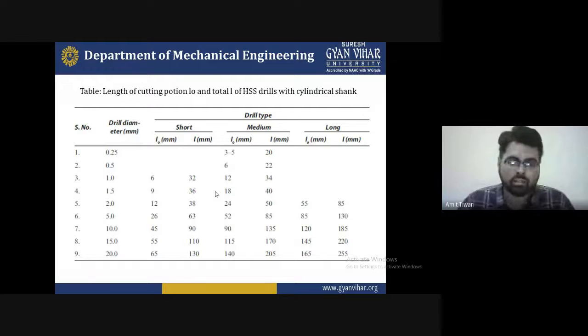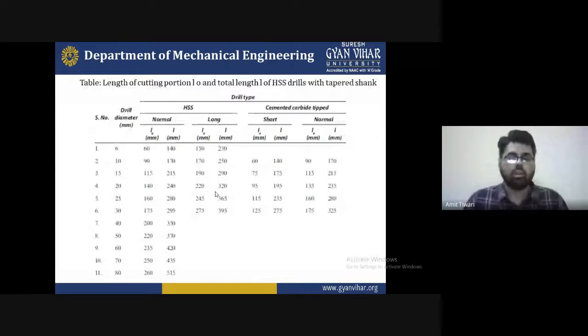So you have to select for this number of criteria, the diameter of the drill, respective to that, and if you select for the drill type medium, you have to select for that type. A long drill is of this type. These are some selection criteria for the fabrication of this type of drill.